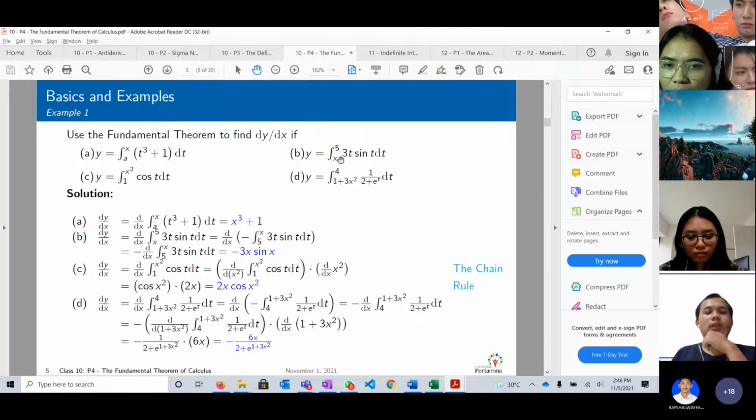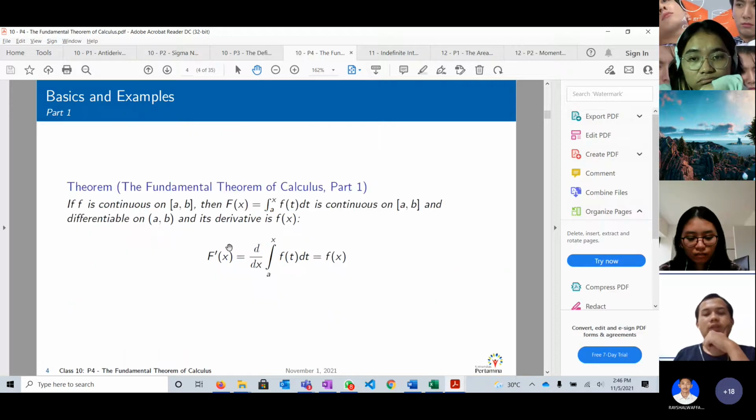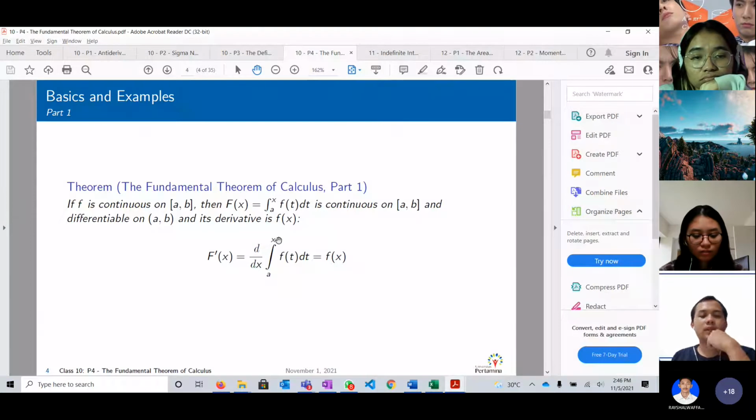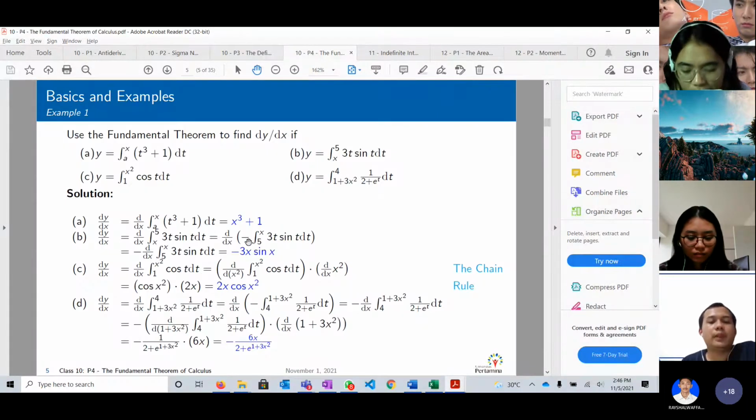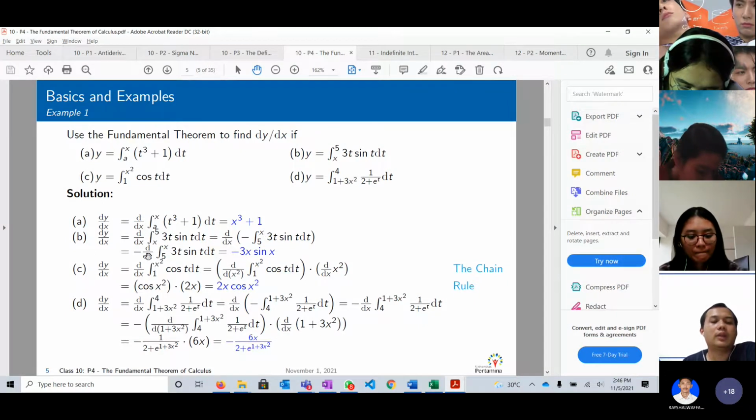And for b, here we have that the interval is flipped. Yeah. The interval is from x to 5. Since we have the fundamental theorem of calculus, x is placed on the upper limit. Then in this case, we need to flip the interval first, so that x is now in the upper limit. Then we apply the fundamental theorem of calculus. Then in this case, we get that dy/dx is actually minus 3x sine x.